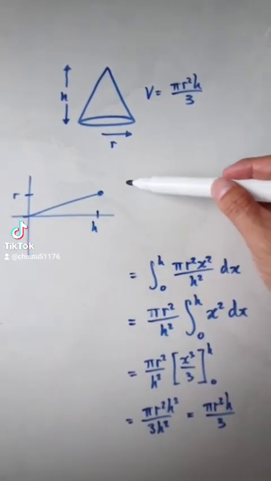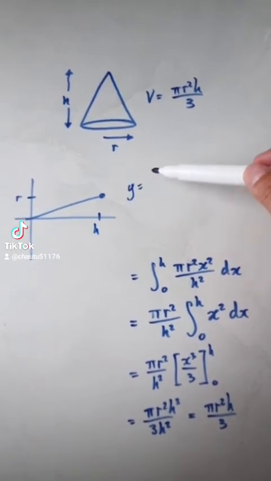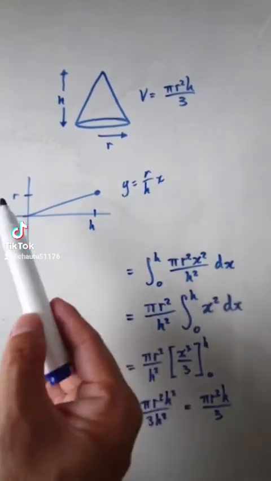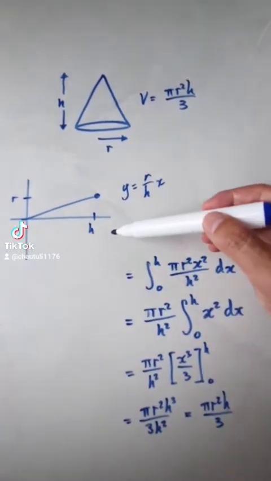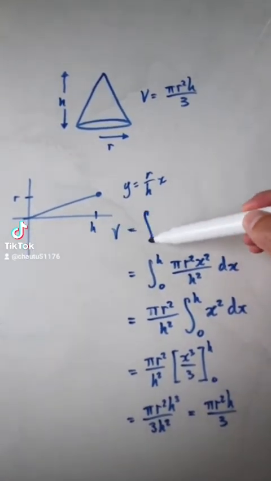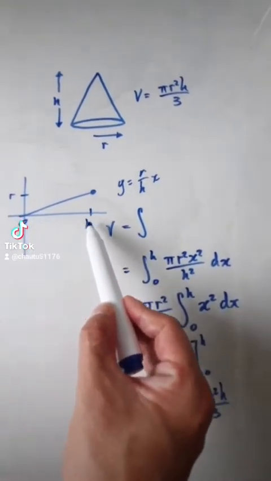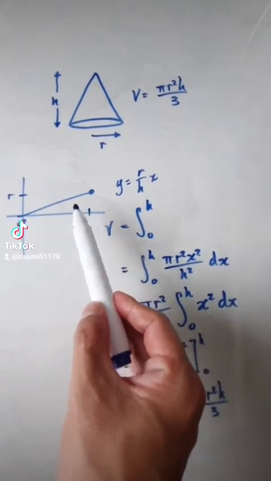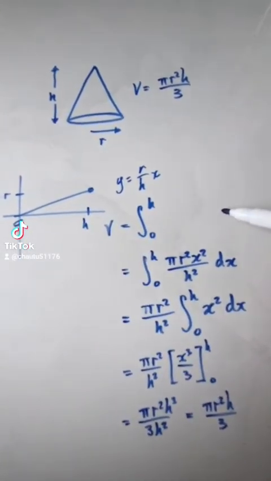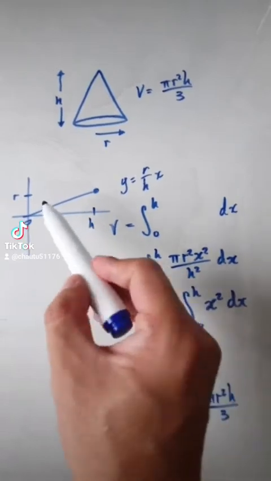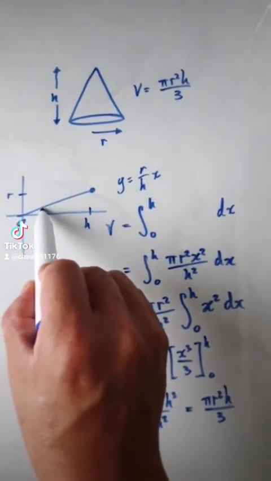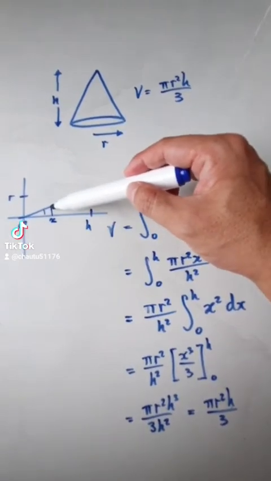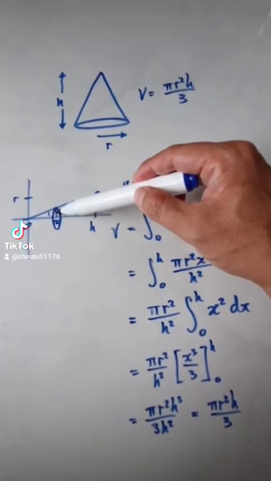The equation of this straight line is y equals r over h x. So now you're moving along like this. So the volume is given by the integral from 0 to h, you're moving in the x direction, so it's going to be something dx. And each step of the way, let's say x is currently here, you need to know the height and then pi r square it. That will then give you the disk.